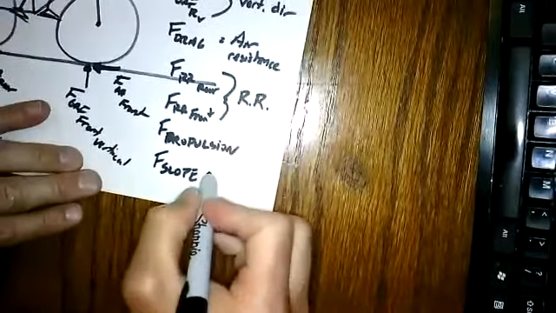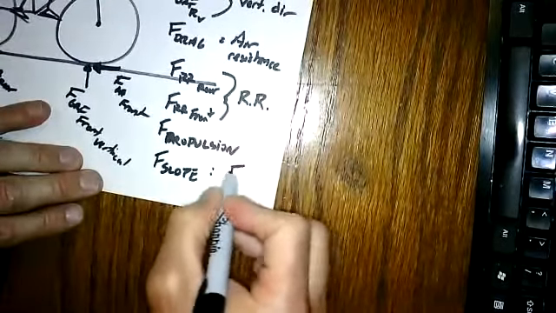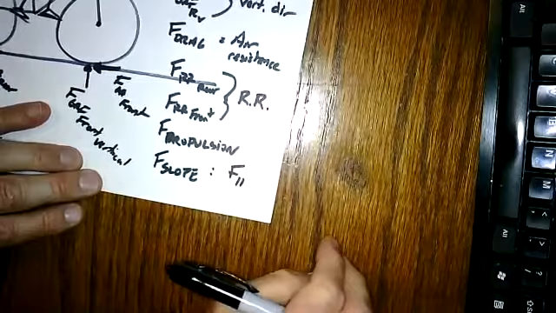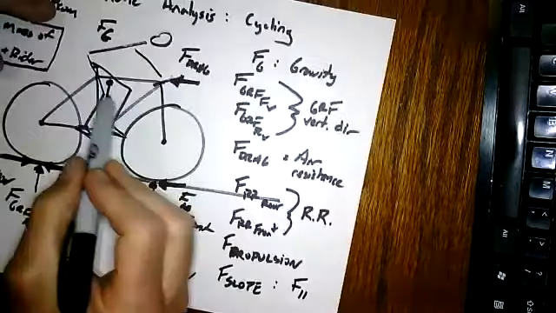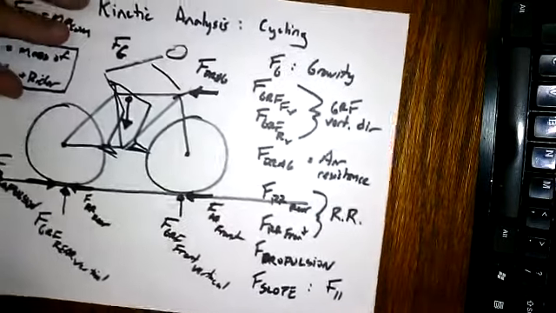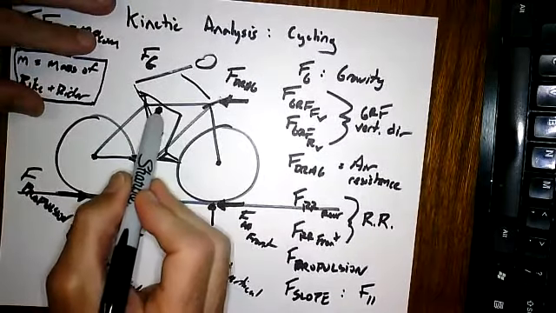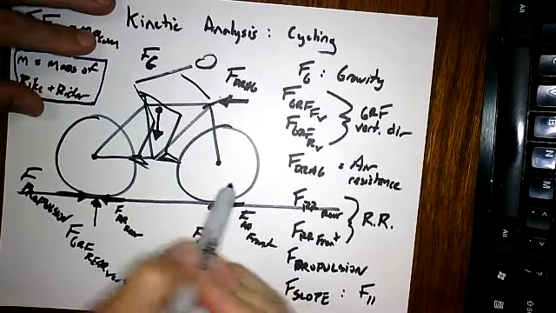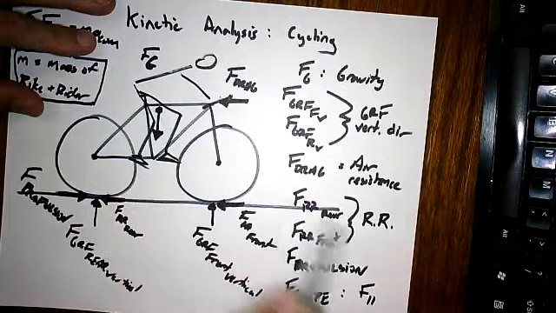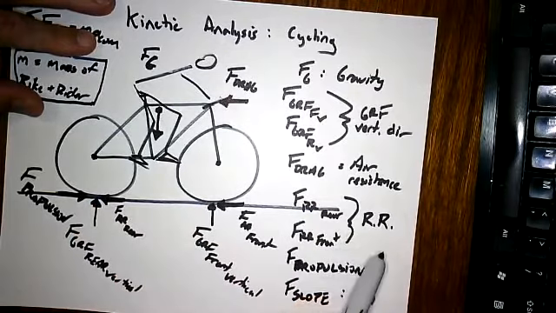Let me go back over to my bike, and that's this force right here, F parallel. And you can see now why I can't draw it when I'm on a level, because there is no parallel component when we're biking on the level.